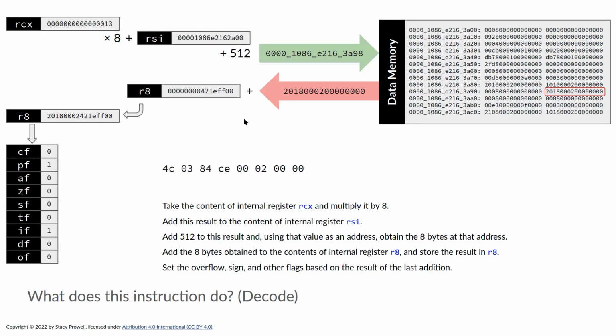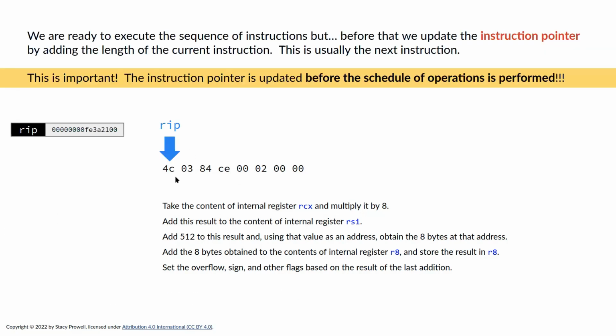And so the result of all this turned out to be this number. We didn't have a carry or an overflow. It's positive. It's not 0. So we've set them appropriately. So there's our work schedule. This is the set of things the processor now needs to do in order to execute this instruction.